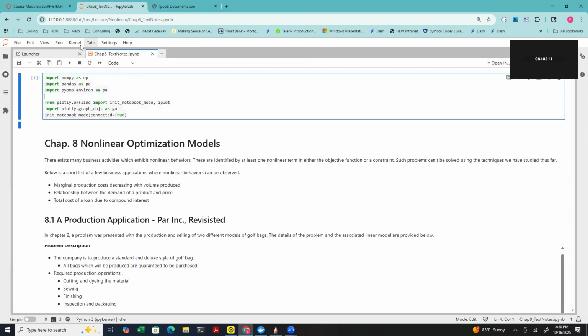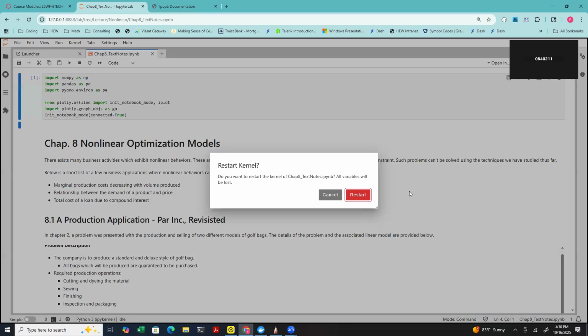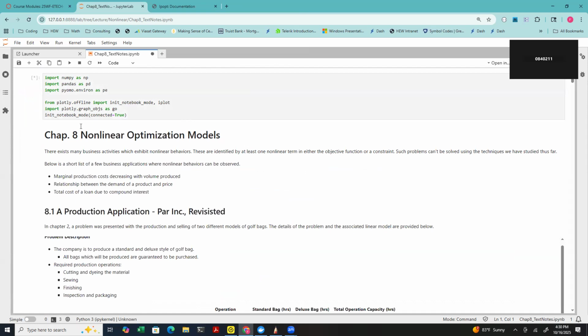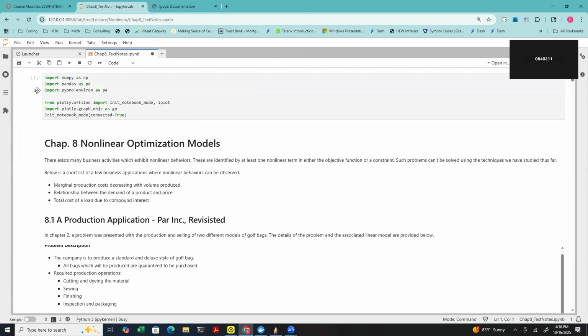All right, so with that being said, I'm going to go ahead and restart my kernel and run all the cells here just to give us a clean slate to work from. All right, so that should turn to a 1 here in a second, and it'll be off and going. There we go. All right, so setting the stage a little bit here.